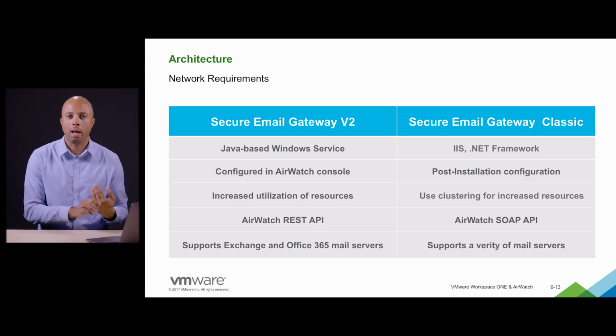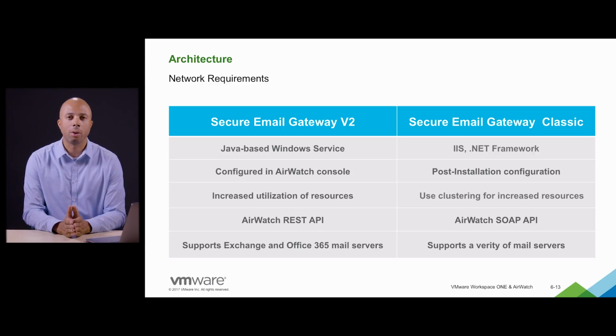So we talked about API support earlier. It uses REST APIs in the console, so you do have to activate those at your customer organization group first before you can install a secure email gateway. Then we also support Exchange and Office 365 mail servers. We'll have additional support for servers in the near future.